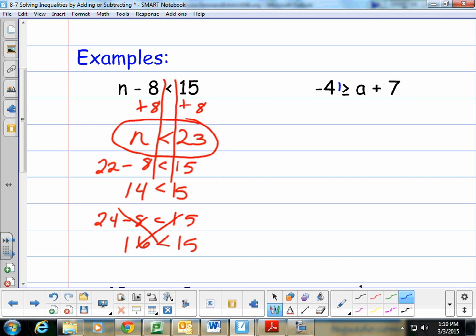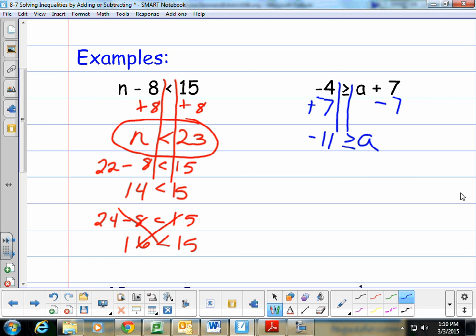I'm still going to do my tracks to show that whatever I do to one side, I have to do to the other. I'm going to undo adding 7 by subtracting 7. I'm going to see that that's the same as adding the opposite. So on the left, I get negative 11 is greater than or equal to a. So that means it has to be a number that's less than or equal to negative 11.